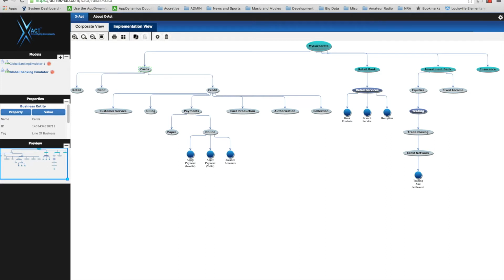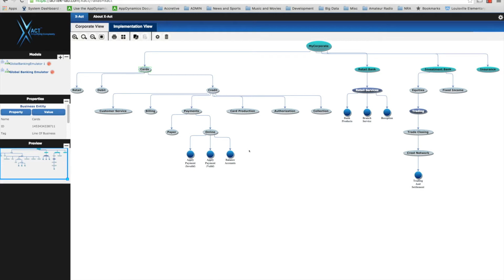XAct is constructed around three views: the organizational view of the business, called corporate view, the business process view of the business, called service view, and the physical implementation of the business, called implementation view. Each view can contain many levels depending on the possibility of change and the objectives of the emulation.